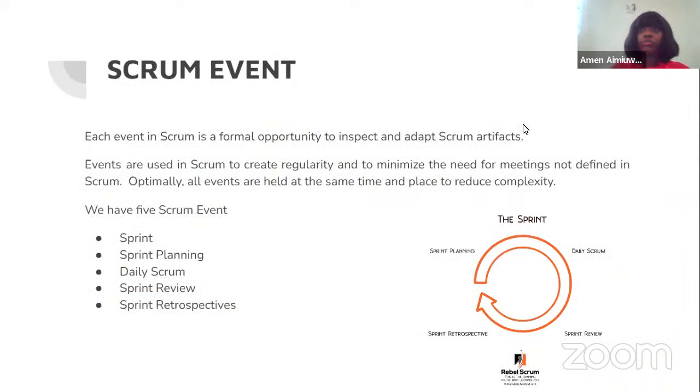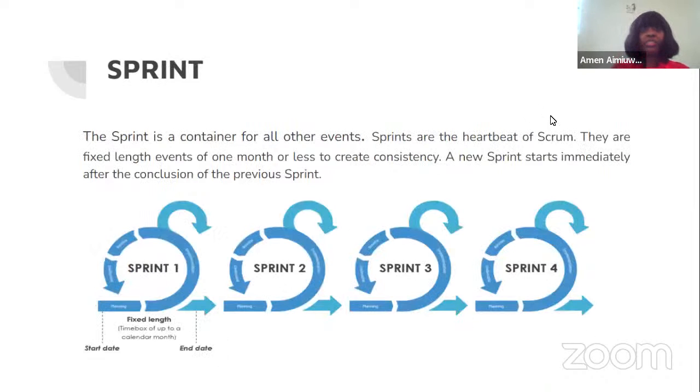Then we'll now talk about the Scrum events. Each Scrum event is a formal opportunity to inspect and adapt Scrum artifacts. We have 5 Scrum events, which are the sprint planning, daily Scrum, sprint review, and the sprint retrospective. Sorry. A sprint is more like a container for all the sprint events. Sprint is the heartbeat of Scrum, and sprints are fixed length events of 1 month or less to create consistency. A new sprint starts immediately after the conclusion of a previous sprint.